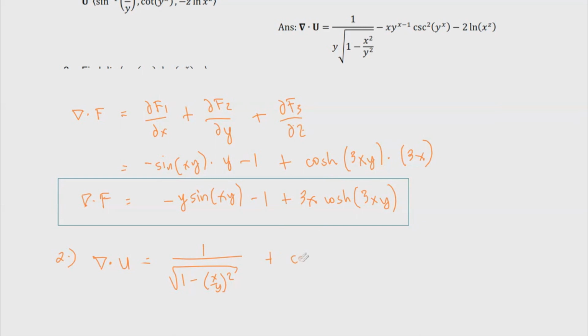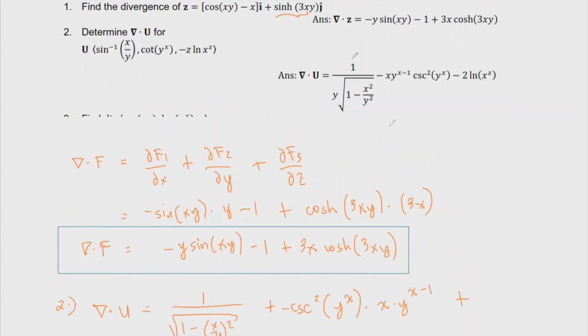the derivative of cotangent, which is negative cosecant squared, of y to the x, and then the derivative of y to the x, taking y as the independent variable, so that would be times x times y raised to x minus 1. Okay, and then for the last one, we add the last term, which is the partial derivative of this expression with respect to z.